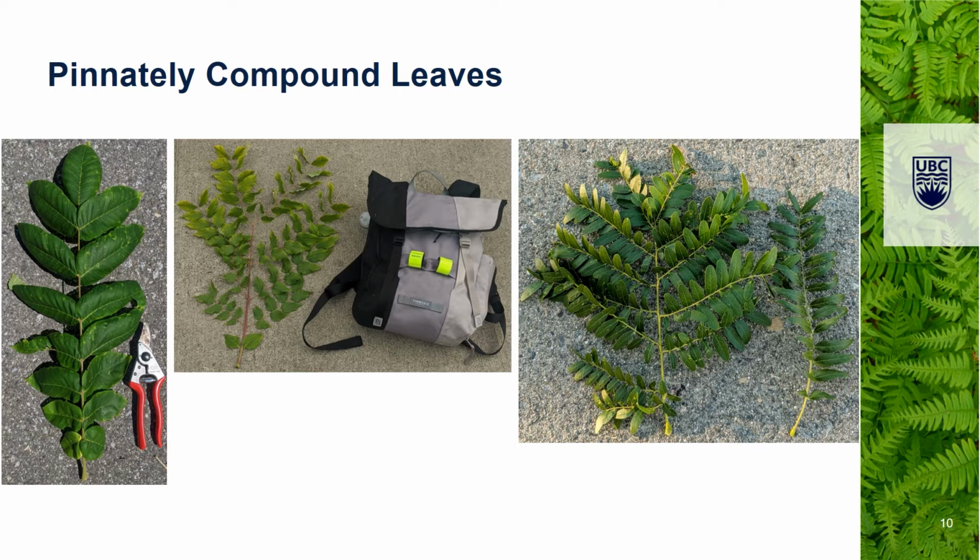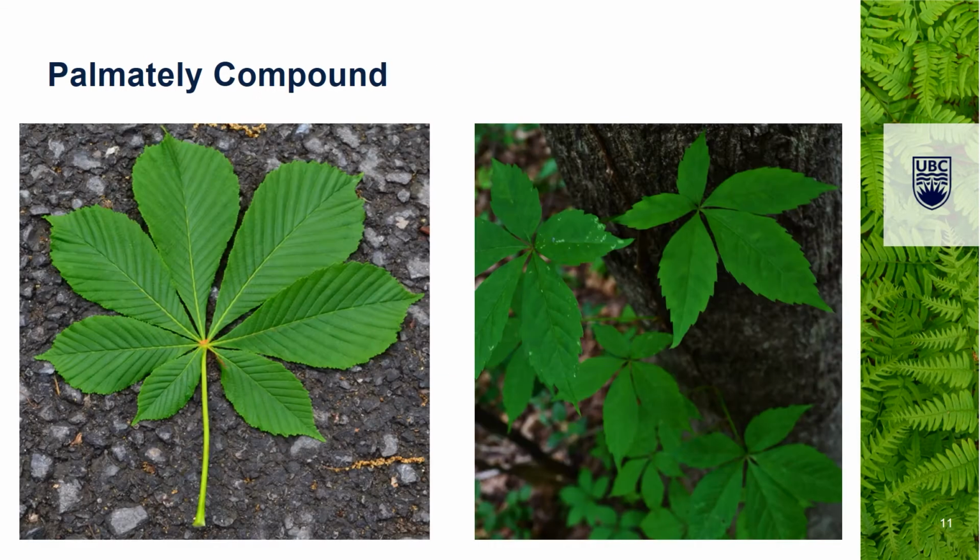Some trees are bipinnately compound, like the Gymnocladus leaf in the center. Bipinnate leaves are doubly compound, meaning that this leaf formation has many leaflets held together by a rachilla, and all of the rachillae are held together by one rachis. Some trees, like the Gleditsia on the far right, have both pinnately compound and bipinnately compound leaves.